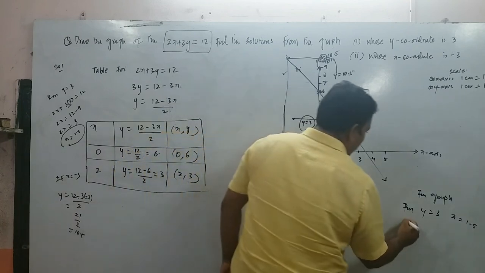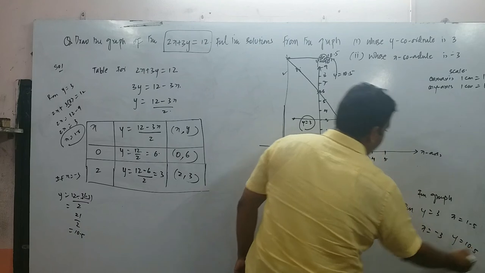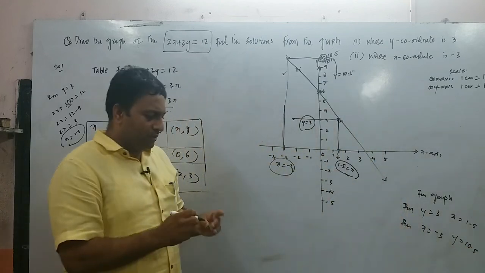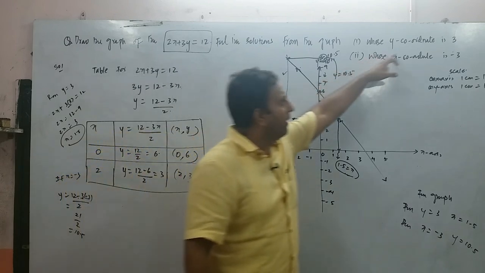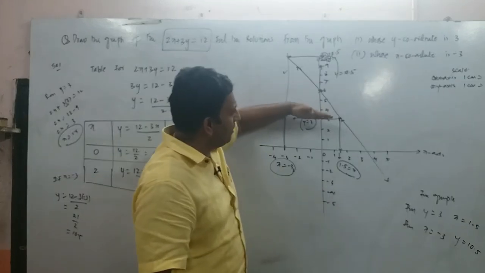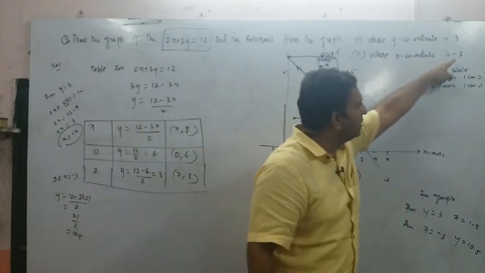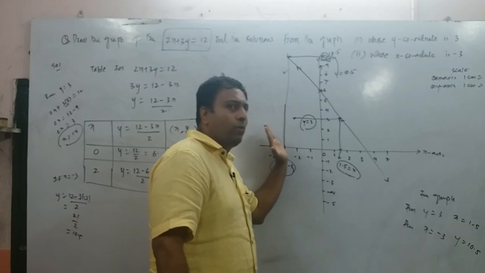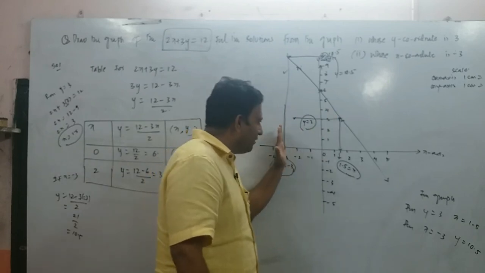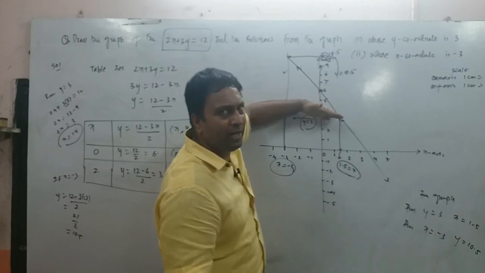So I'll write for x is equal to minus 3, what is y value? 10.5. So in graphs, the solutions can be obtained like this. Again I repeat, if y coordinate is 3 means you will draw a line parallel to x-axis. If x coordinate is minus 3, when you are writing x coordinate, you will draw a line parallel to y-axis. Parallel to y-axis means it will be perpendicular to x-axis. This is parallel to x-axis means perpendicular to y-axis.